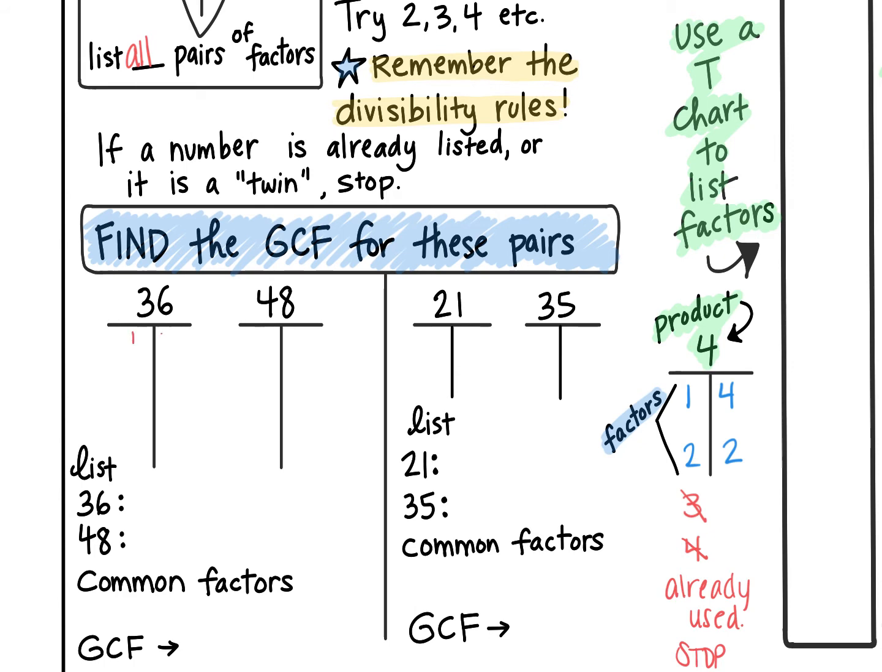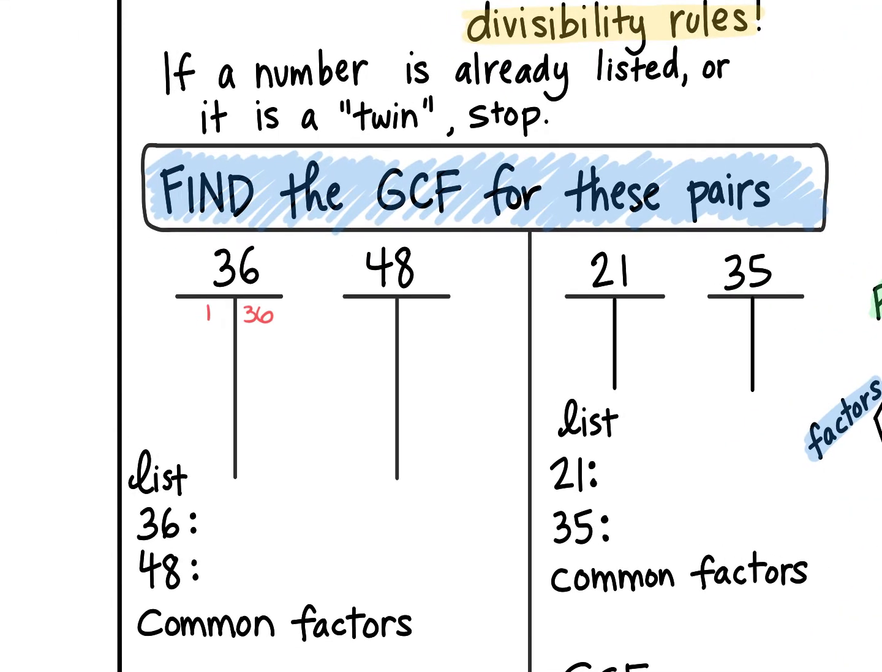So I have 1 times 36. I have 2 and 18. I have 3 and 12. I have 4 and 9. 5 doesn't work. 6, yeah, 6 goes into it. What about 7?